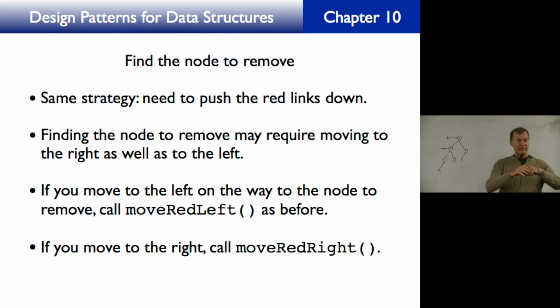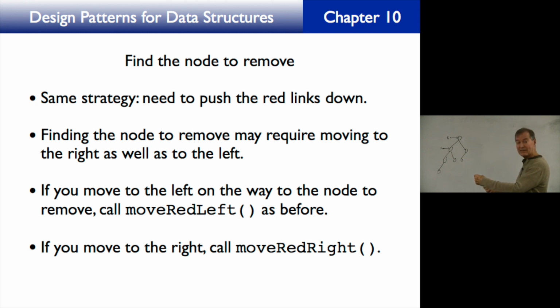So now you see, it's the same strategy. We need to push the red links down on our way to find the node to remove. Are you with me? But the thing of it is that finding the node to remove may require moving to the right, as well as to the left. Well, we saw how to push the red links down when we moved to the left. What did we have? We had this little auxiliary function called move red left. But now we might have to move to the right to find the node to remove, so we're going to need a little auxiliary function called what?